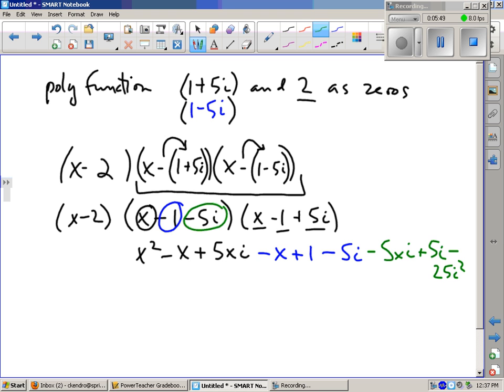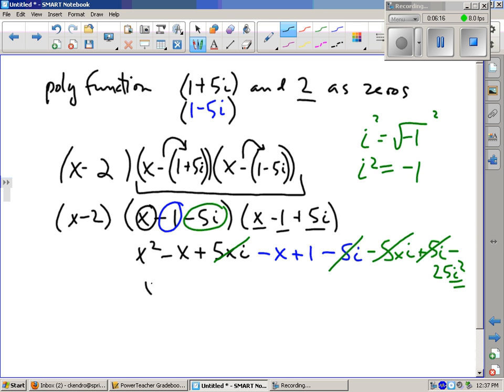Now, do you remember if i equals the square root of negative 1, what does i squared equal? Well, just square both sides here and you should get negative 1. So we'll have to remember that when we come to the end here. All right, what can we cancel out? Looks like this can go away with this. This can go away with this. And that looks like about it.